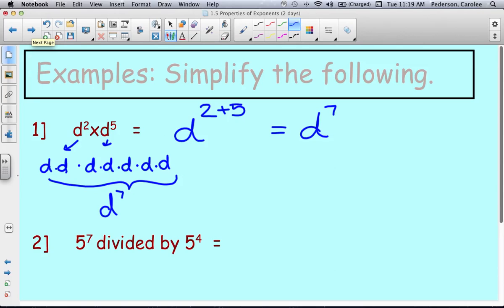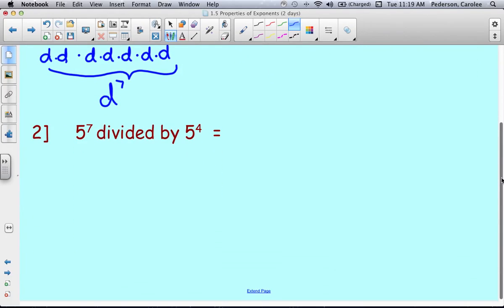Second question, 5 to the 7th divided by 5 to the 4th.